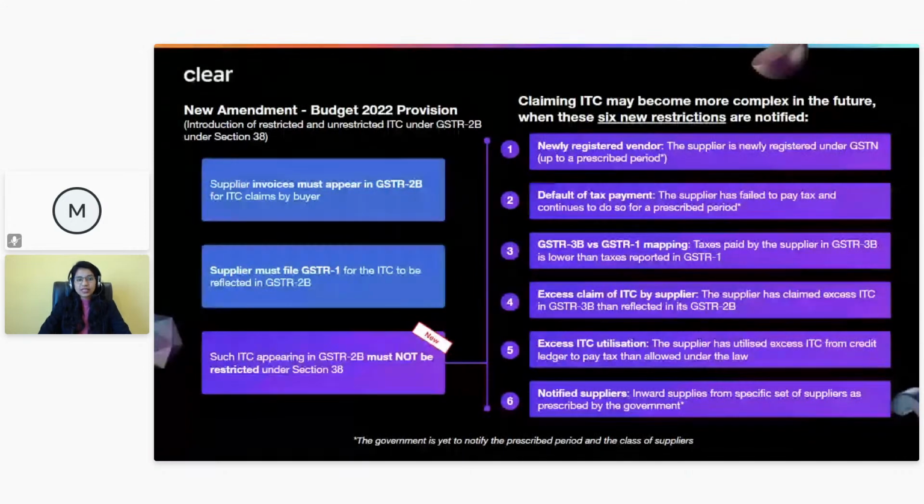So they have proposed in section number 38 certain conditions which will be added while we are claiming the ITC. Let me ask you, did you understand this part? How many of you actually understand the existing conditions in section number 16, and how many of you are actually following that while you are claiming ITC in your GSTR 3B? You can just say yes or no in the chat box, whether you are following the conditions mentioned in section number 16.